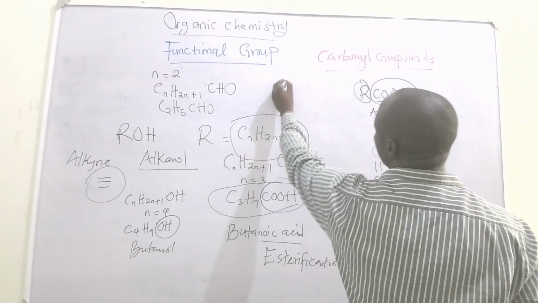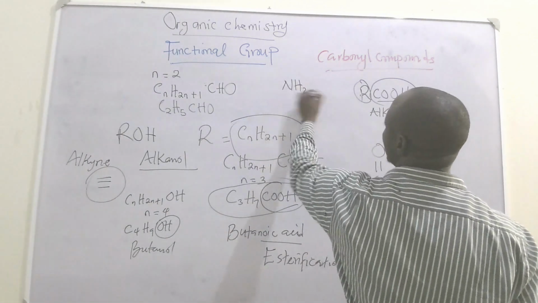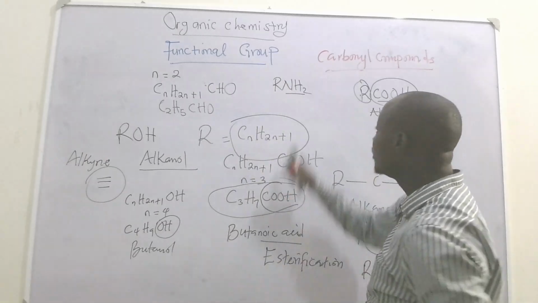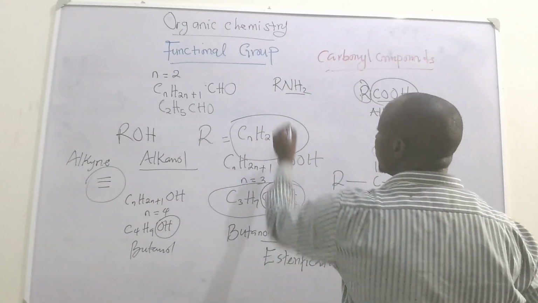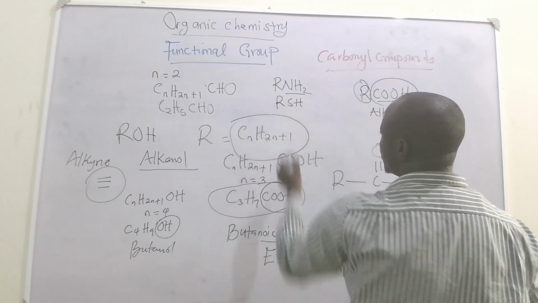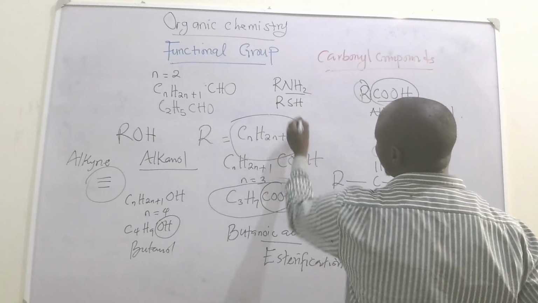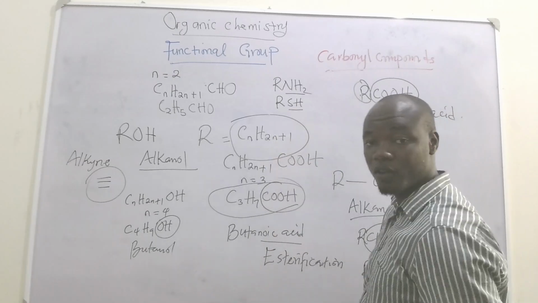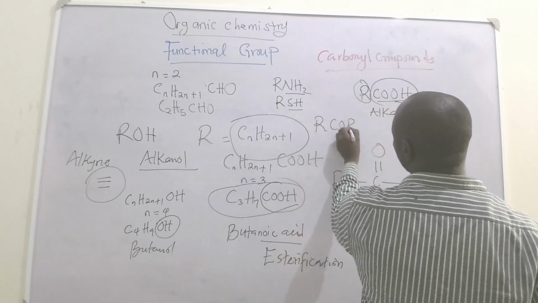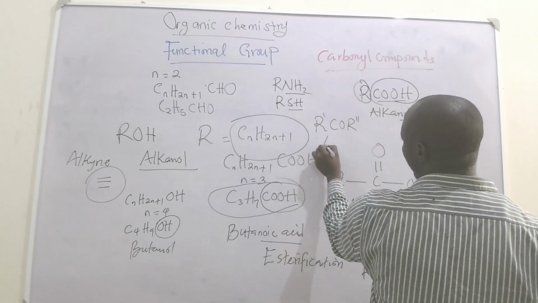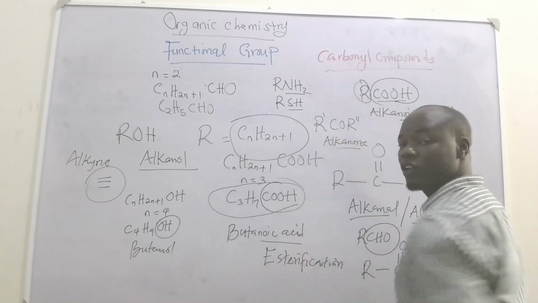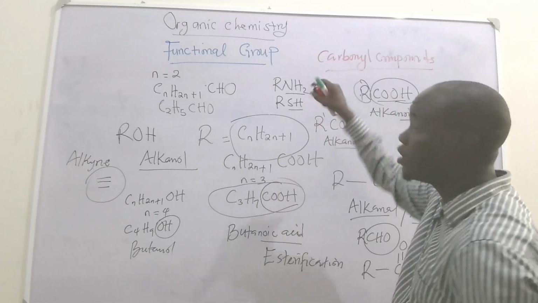In fact, we even have the amine group, NH2, which is also another functional group, as in R-NH2. Another example is thiol, SH. Thiol is also a functional group. And another example of a functional group is RCOR, which is alkanone. All these are functional groups.